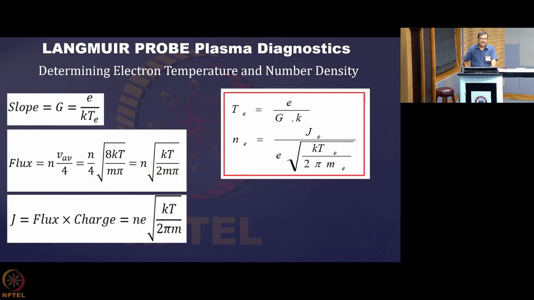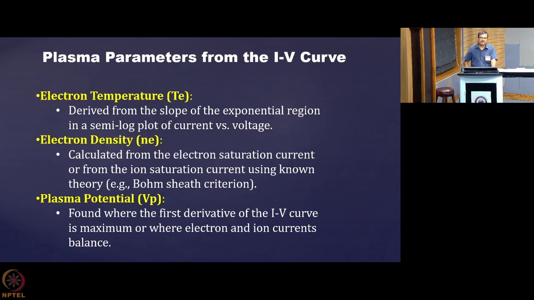Using this formula, we can easily find the electron number density and electron temperature from the curve parameters that we have just obtained. The electron temperature is derived from the slope of the exponential region, and the electron density is calculated from the electron saturation current, or from the ion saturation current using known theory like Bohm-Schmidt. We have already studied the Bohm criterion. Now, the plasma potential can be found where the first derivative of the IV curve is maximum, or where electron and ion currents balance.